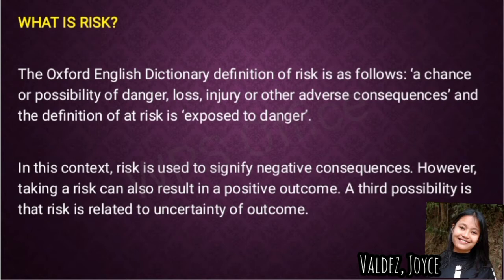In this context, risk is used to signify negative consequences. However, taking a risk can also result in a positive outcome. A third possibility is that risk is related to uncertainty of outcome. Uncertainty of outcome refers to situations under which either the outcomes and or their probabilities of occurrences are unknown to the decision maker.